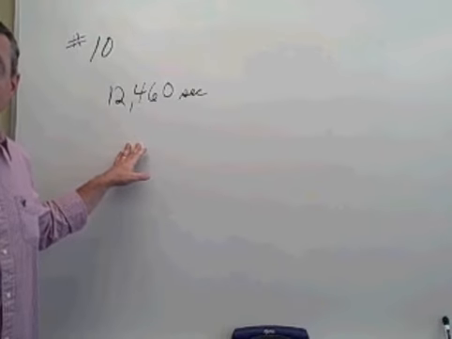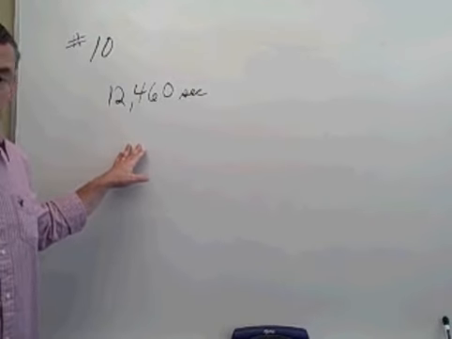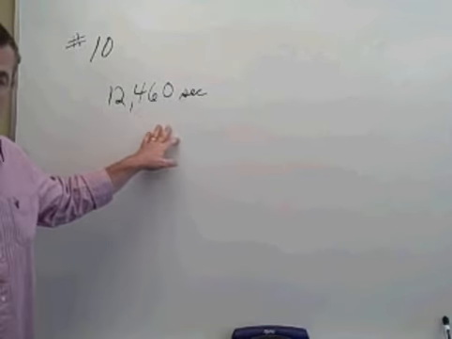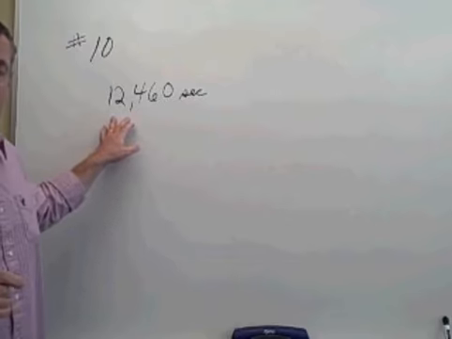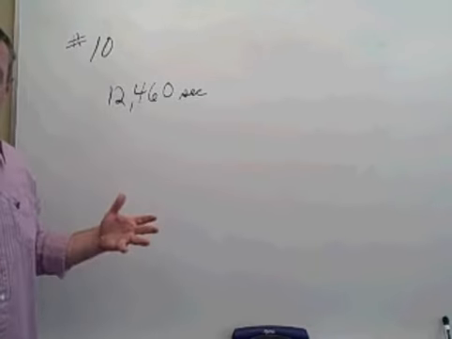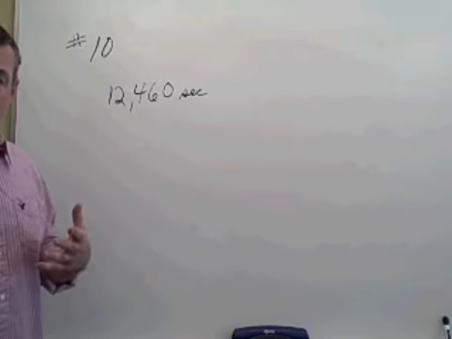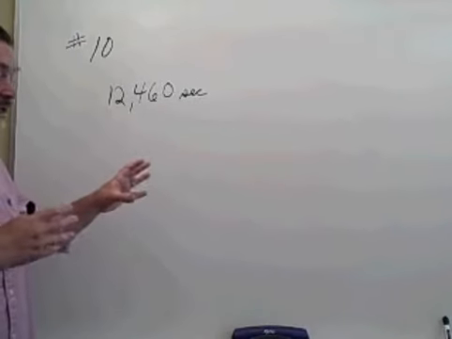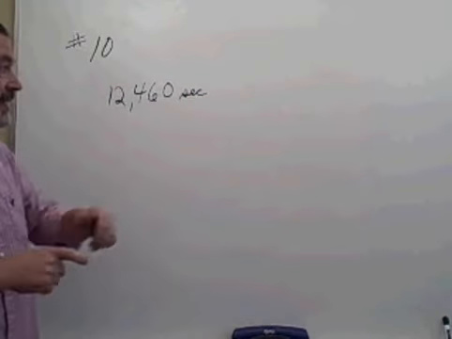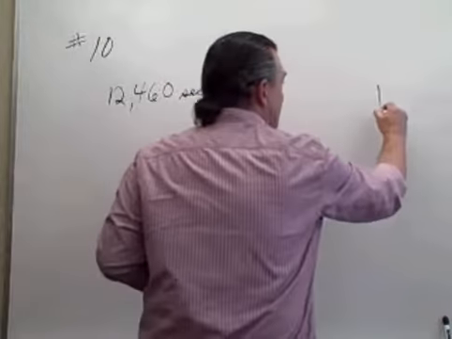Here's our first conversion problem here on our review sheet. This is problem 10. We want to know how many hours are equivalent to 12,460 seconds. And so this is where we apply our concept of dimensional analysis. We want to analyze the dimensions, analyze the units, to be able to get from seconds to hours.